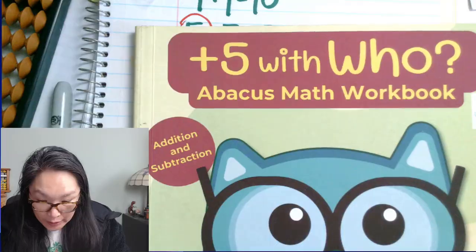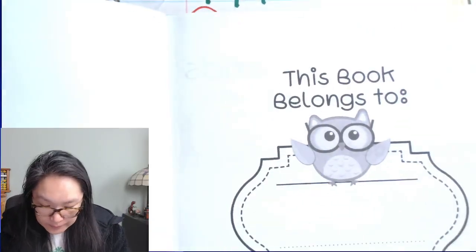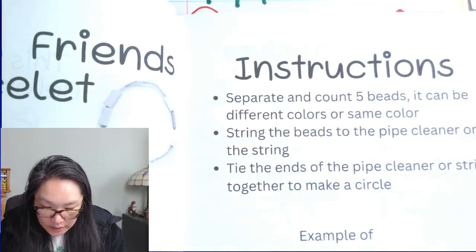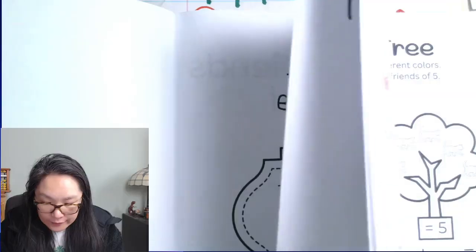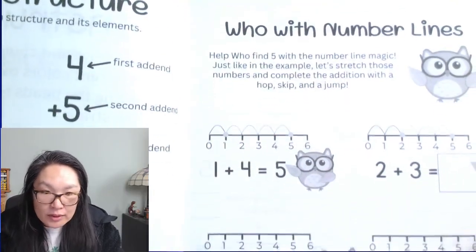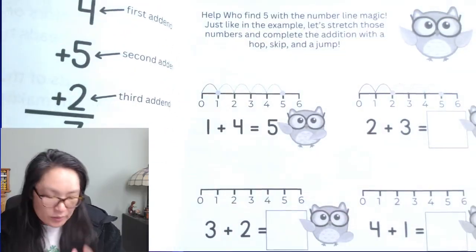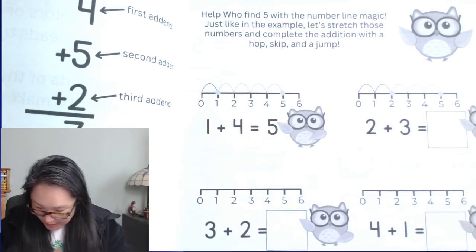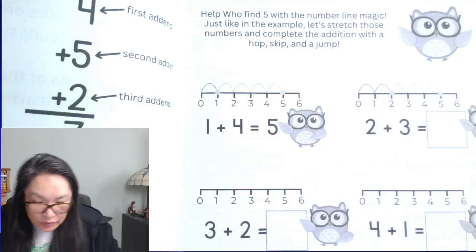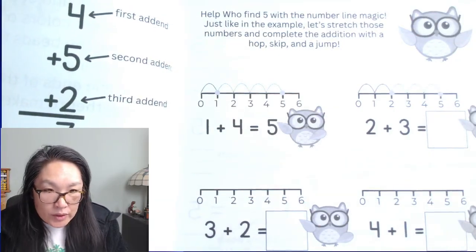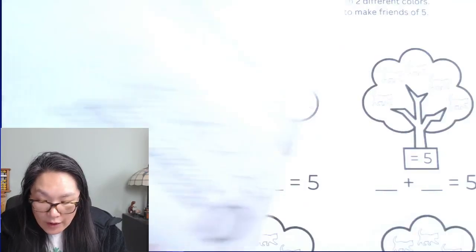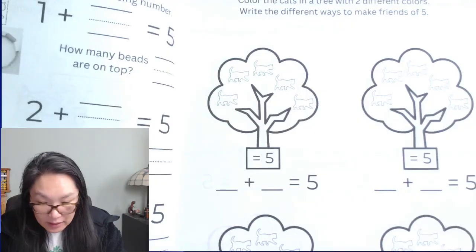Yeah. So here, the way I have it, it talks about how to make a 5. And after you make a 5, I show the number lines how to make a 5. I only show the number lines just to be part of mainstream math. But in abacus we don't use number lines. We use formulas. And after we do that, I have this thing called cats in a tree.